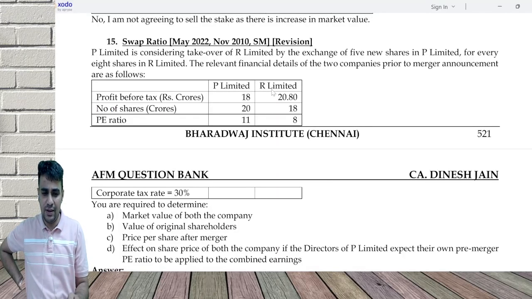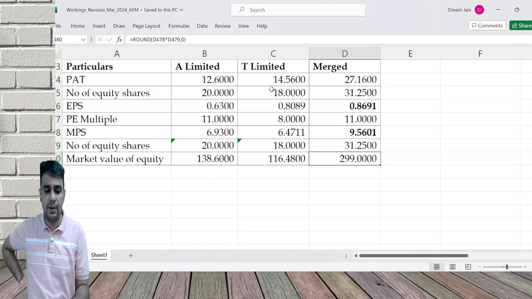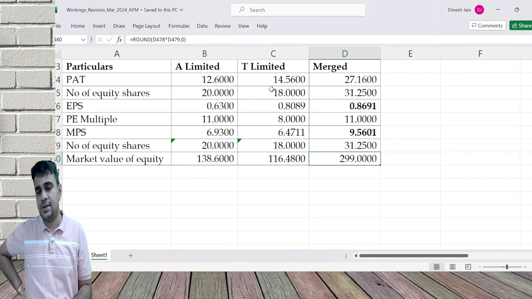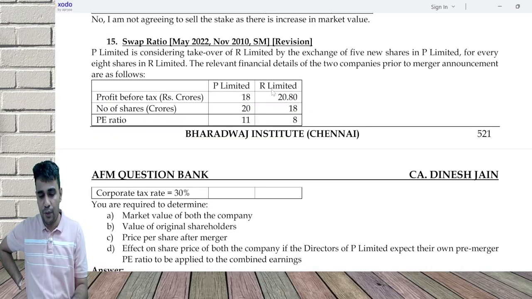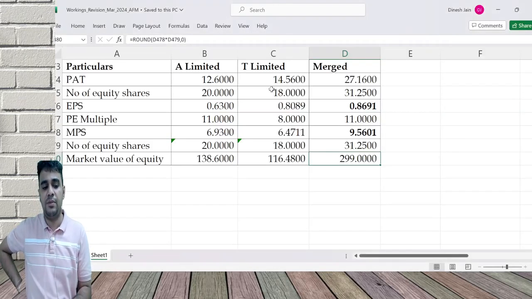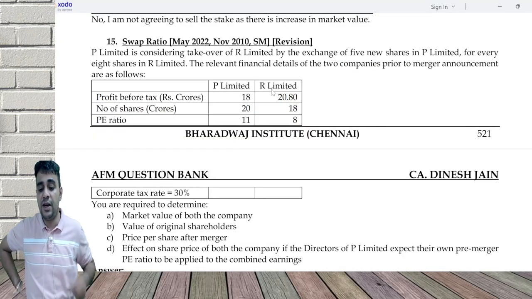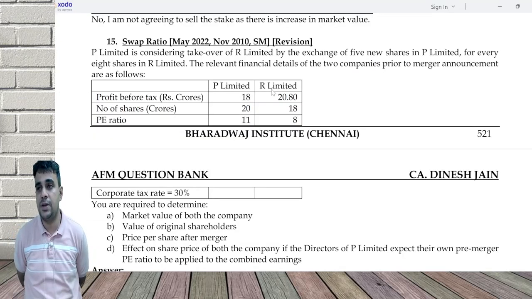Let's discuss the requirements. Market value of both the companies: 138.6, 116.48. Value of original shareholders I'll explain. Price per share after merger is 9.5601. Effect on share price. What do you mean by effect on share price?